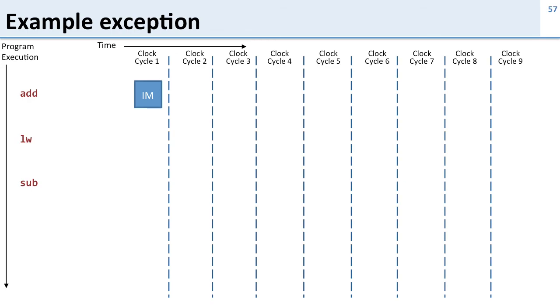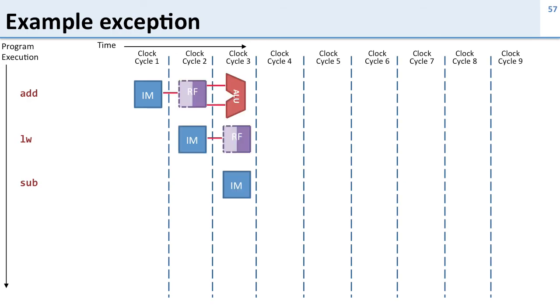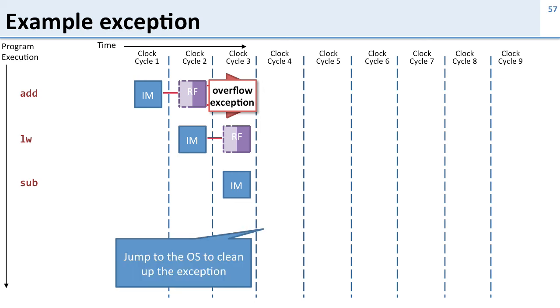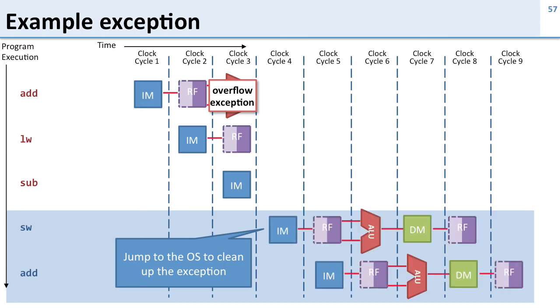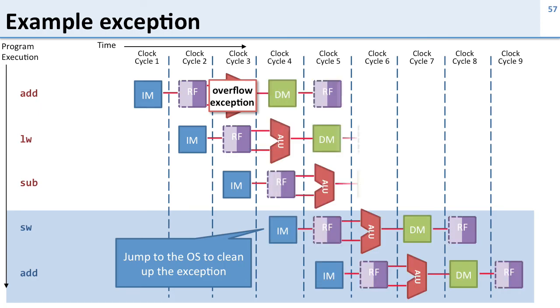So let's take a look at some example exceptions. So here I've got 3 instructions I'm going to run, and I go ahead and start running through my pipeline, and at this point I get an overflow exception in the ALU for my first instruction, which is an add instruction. So the next instruction needs to jump to the operating system to clean this up. So now I'm going to go and load code which comes from the operating system, and I'm going to start running the code in the operating system to fix this up.